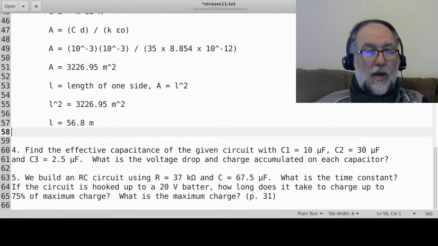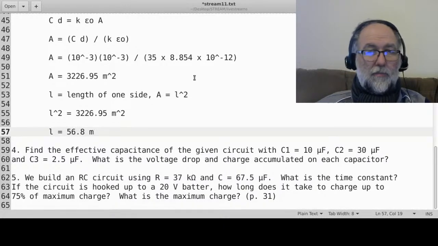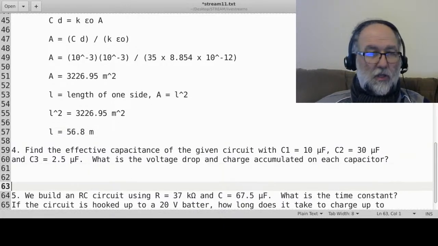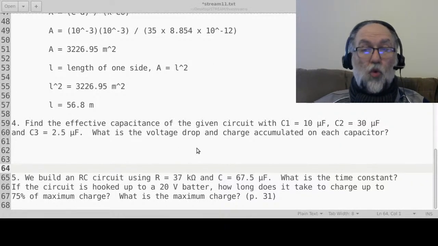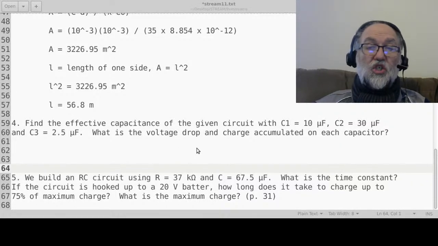Okay, and now we are going to get to this question right here. Now this is the larger question. This is like the capacitor equivalent of the question that I did on resistors.